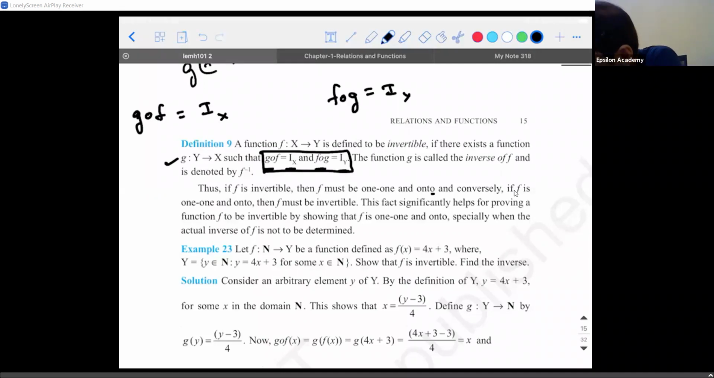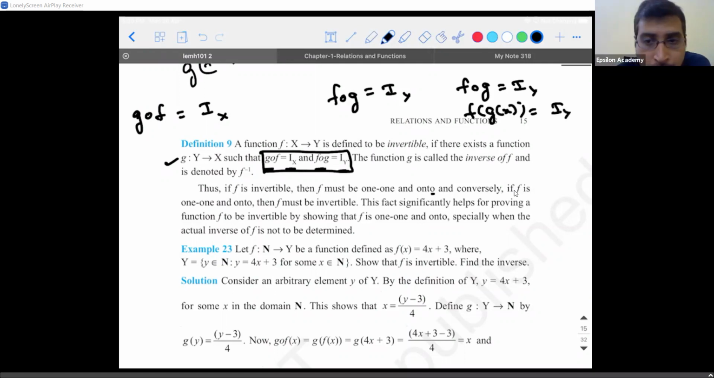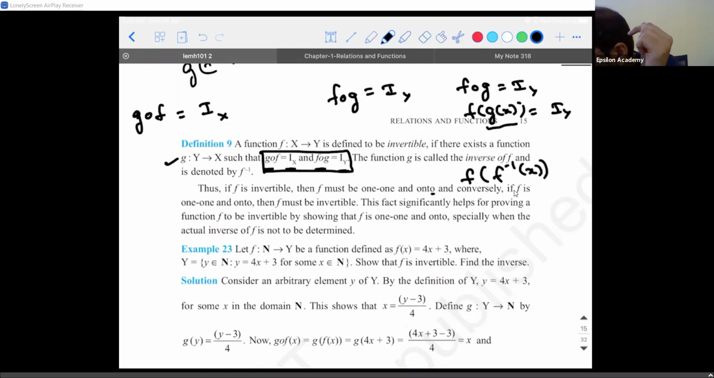If f circle g comes out to be iy, can I say f of g of x is equal to iy? Correct? Yes, sir. Okay. Now I'll give you a different perspective. If this kind of a condition is satisfied, g is said to be what? G is said to be the inverse of f. How you write the inverse of f is f of f inverse of x is equal to iy. If this is going to be the case, then g is said to be the inverse of f.